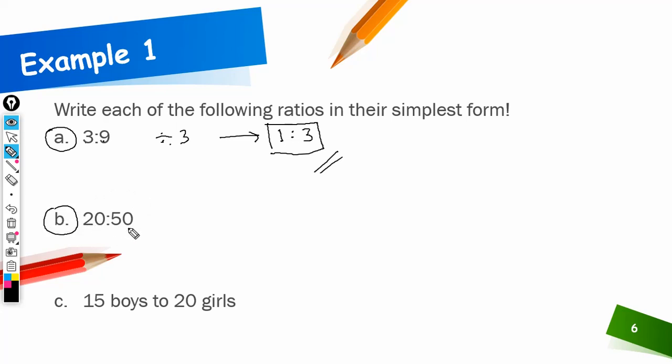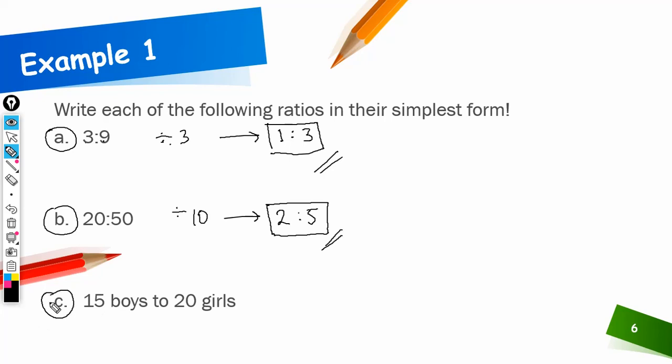20 to 50. Okay, how are you going to divide this? Let's say you divide both with 10. Okay, dua-duanya dibagi 10. So 20 divided by 10 is 2. 50 divided by 10 is 5. Okay, can you divide this any further? The answer is no. So this is the simplest form.